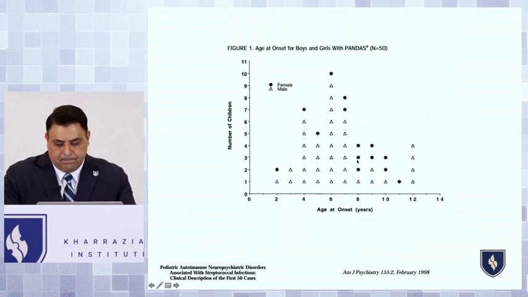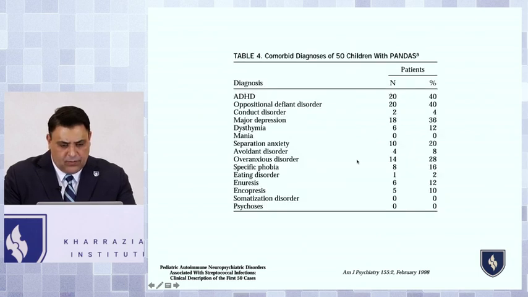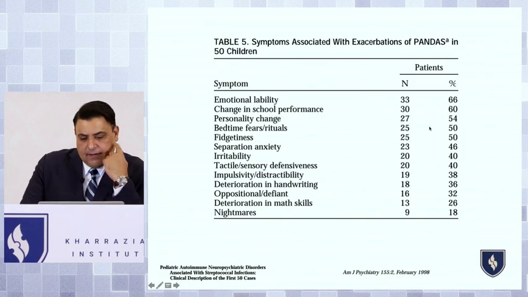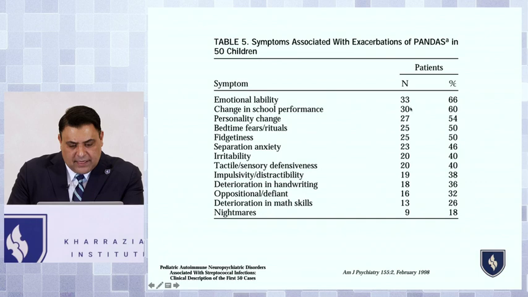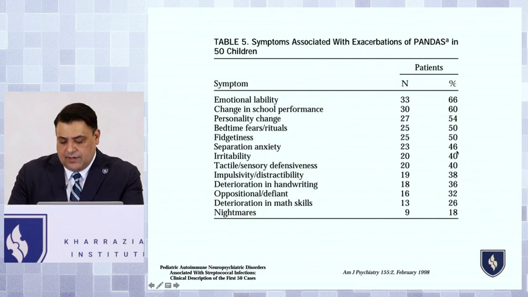And let me just skip these ones, not as important. As far as comorbid symptoms, 40% also have ADHD, 40% have oppositional defiant patterns, 36% have major depression. Emotional lability is really one of the main symptoms, where they just have these ups and downs with their emotional behavior. Changes in school performance and personality change are really key ones. Bedtime fears happen about 50%. Separation anxiety is also very common, 46%. So those are the key things.